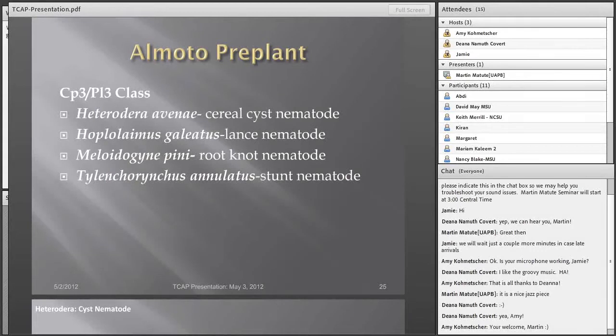Then the other class of nematodes were found in our pre-plant soil profiling of El Moto in Washington State. We had four species of nematodes: the cereal cyst nematode, the lance nematode, the root knot nematode, and the stunt nematode. Among these four, the one that was dominant was Heterodera avenae.